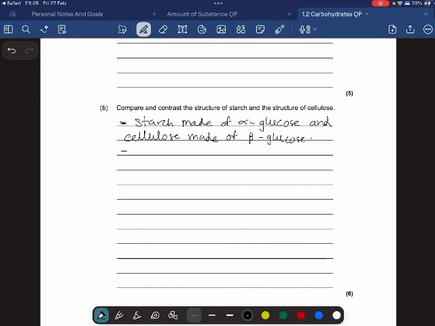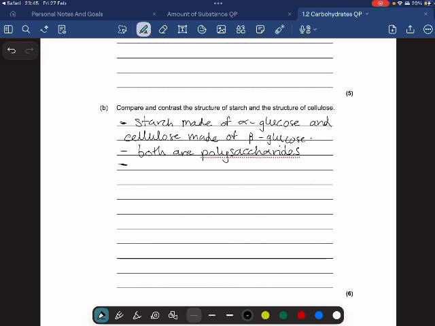Okay, so we also mentioned they're both polysaccharides, right? That can actually be written down as a mark. So both are polysaccharides. It says compare and contrast the structure of starch and structure of cellulose. Well, we're comparing, right? We're saying that both are polysaccharides. So sometimes just not trying to overcomplicate and just being quite simple and straightforward and to the point can get you the mark. So starch is made up of alpha glucose and cellulose is made up of beta glucose.